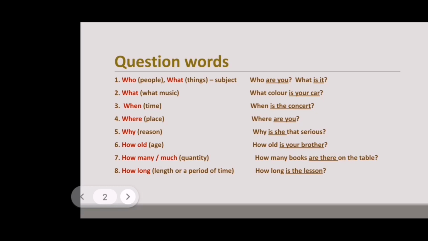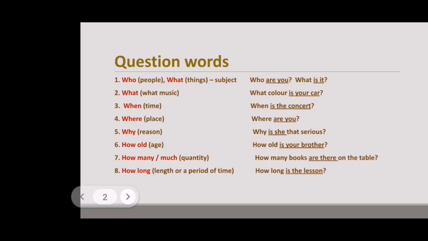Who and what. Who is only for people. Pay attention to this fact. For example, who are you? What is it? What as a part of an expression, a question expression: what film? What color? What music? What color is your car? When for time, where for place, why for reason.